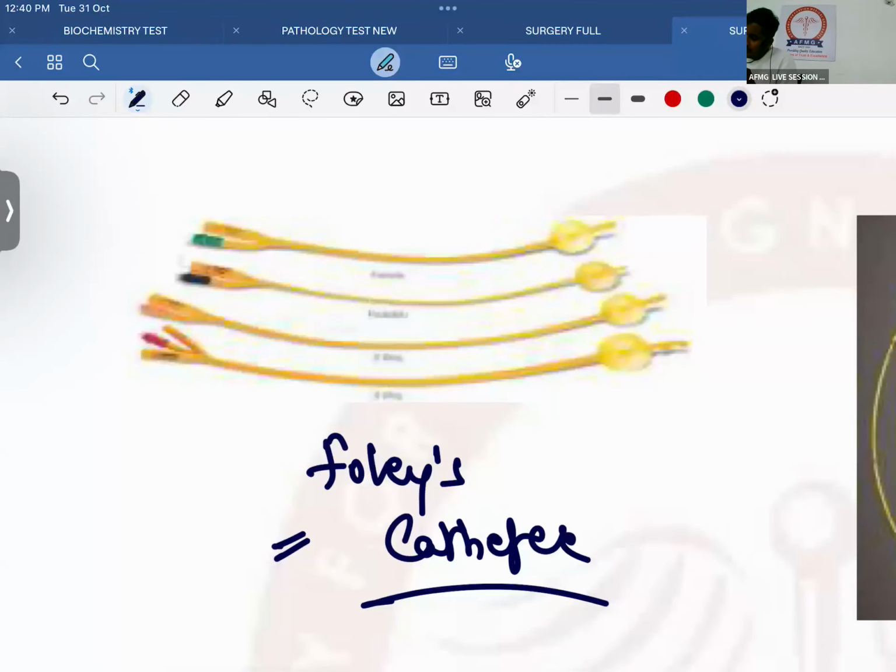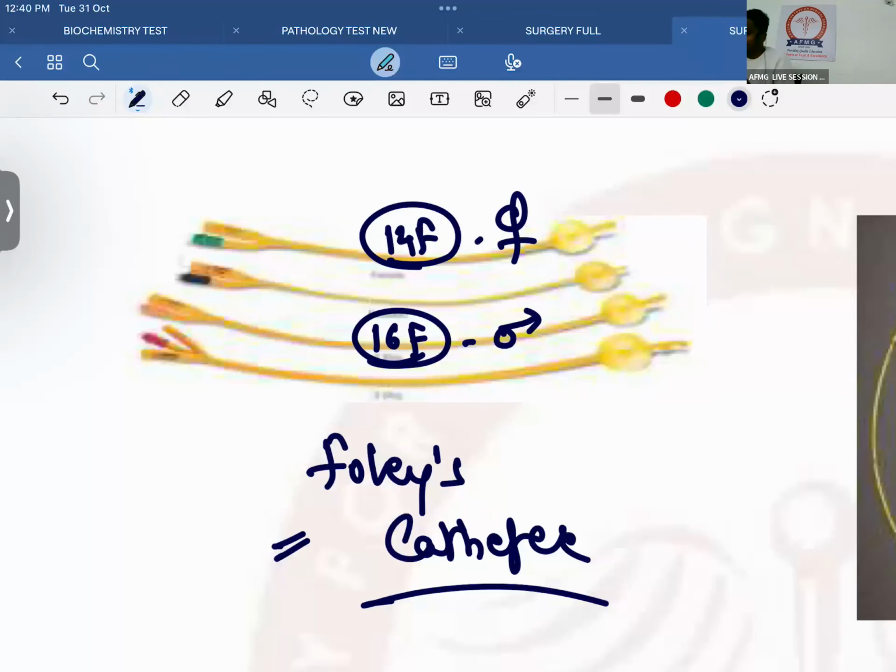डेफिनेटली ऑरेंज वाला कितना फ्रेंच है बेटा? 16 फ्रेंच यूज फॉर अडल्ट मेल. ग्रीन वाला कौन सा बेटा? 14 फ्रेंच यूज फॉर अडल्ट फीमेल. डेफिनेटली पीडियाट्रिक्स के लिए वी यूज 8 और 10 फ्रेंच, दैट इज ब्लैक एंड व्हाइट.